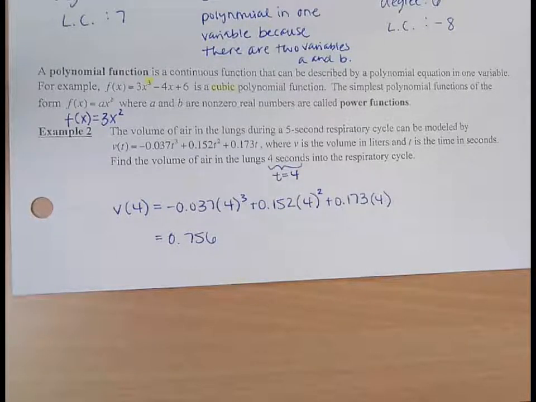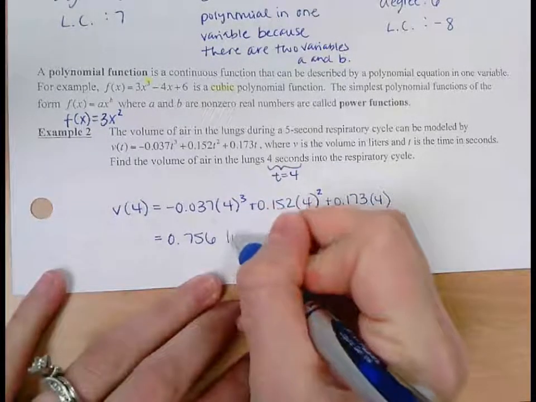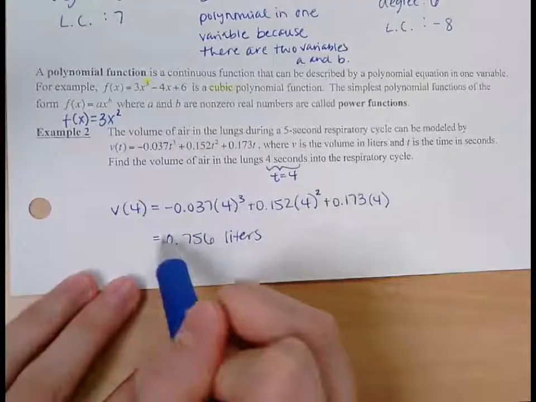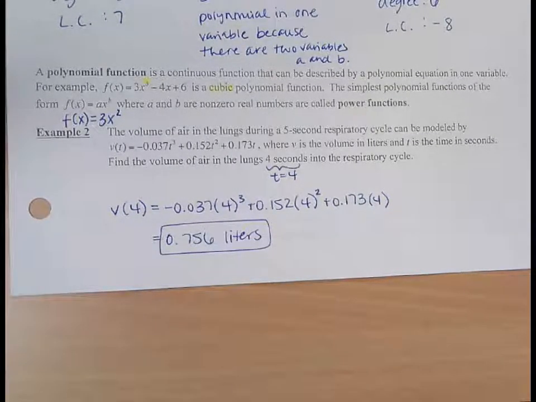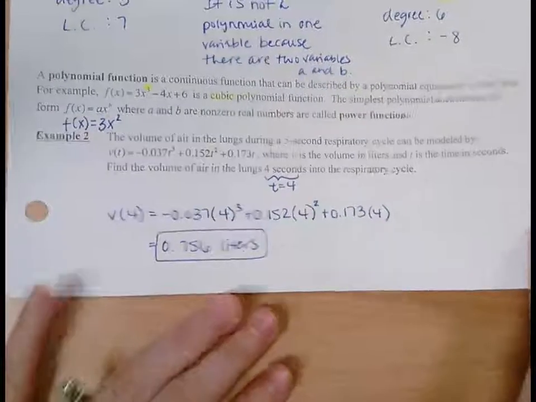What would the units on the answer be? 0.756 what? Liters. Because you are finding volume. Okay, so are there questions on that one? Okay, then the next example is also working with function values.